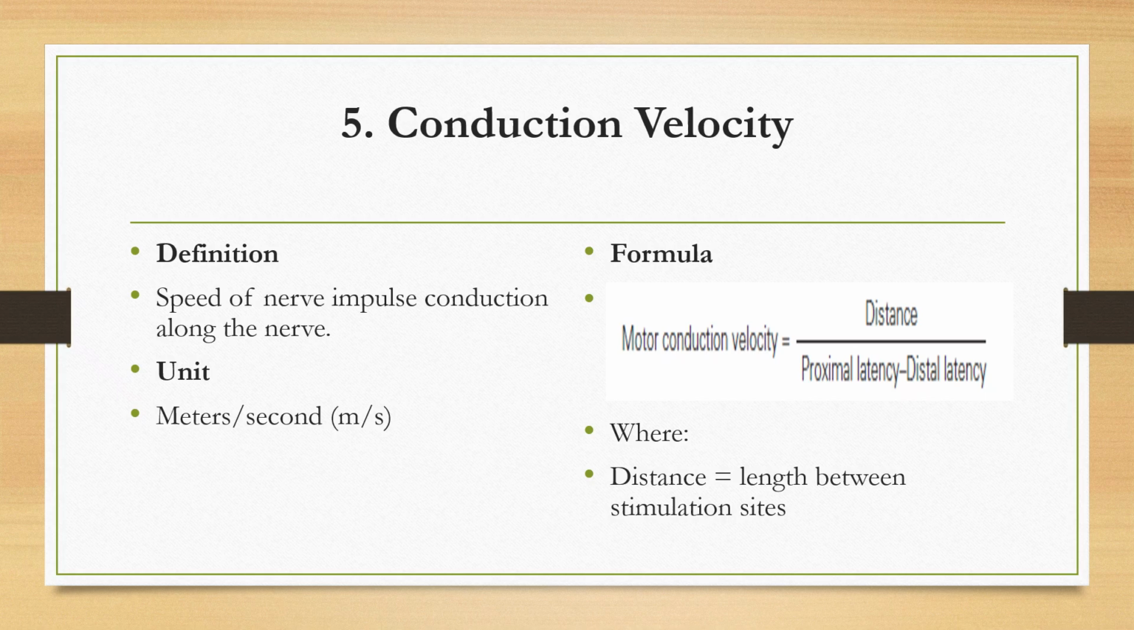Conduction velocity. It is the speed of the nerve impulse conduction along the nerve. It is measured in meters per second. The formula is motor conduction velocity equals distance divided by proximal latency minus distal latency, where distance stands for length between the two stimulation sites.